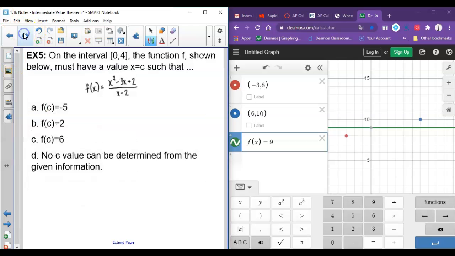Okay. We've got one more we're going to look at. So on the interval from 0 to 4, the function f shown below must have a value x equals c such that, and so we're looking at: A, f of c equals negative 5; B, f of c equals 2; C, f of c equals 6; and D, no c value can be determined from the given information. So what this problem is really looking for you to do is make sure you know the appropriate circumstances when the intermediate value theorem applies.